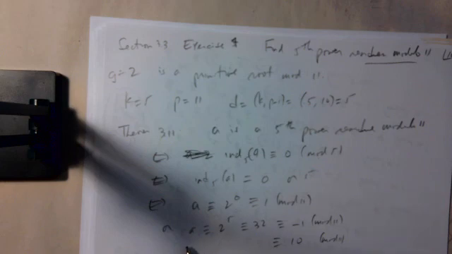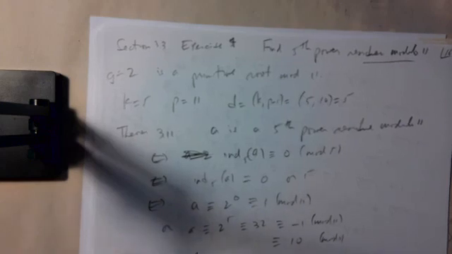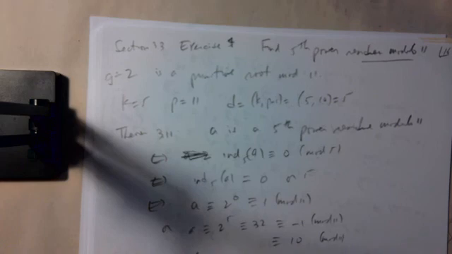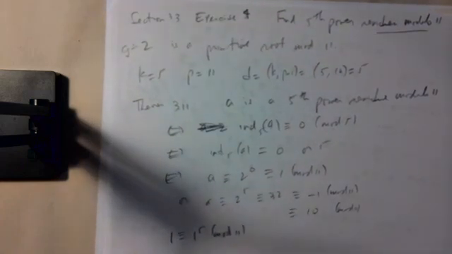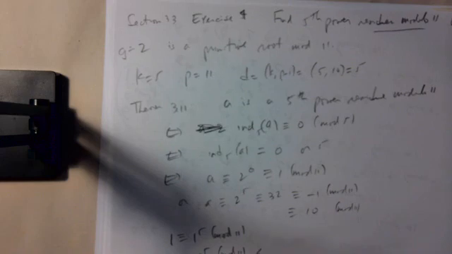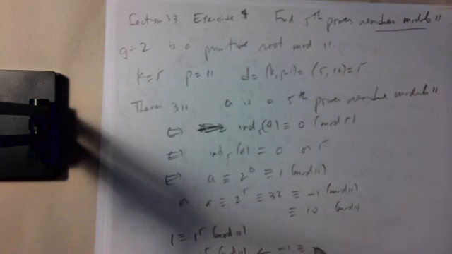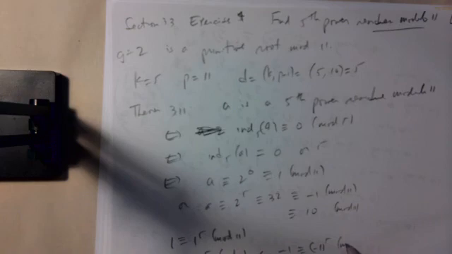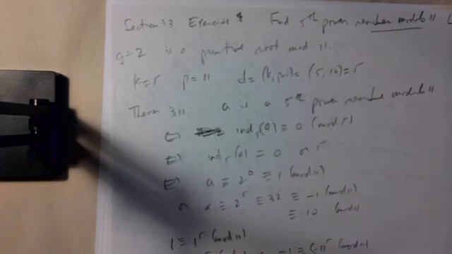Sorry. The only numbers that are 5th powers are 1 and minus 1. So we have 1 is congruent to 1 to the 5th mod 11, and 10 or minus 1 is congruent to 10 to the 5th mod 11. This is the same as saying that minus 1 is congruent to minus 1 to the 5th mod 11. So there are two 5th power residues mod 11, and they're 1 and 10.